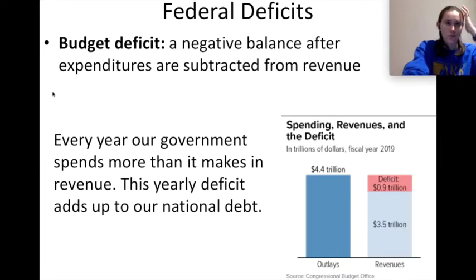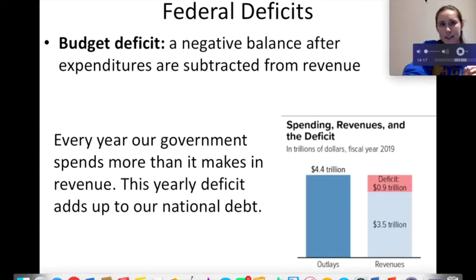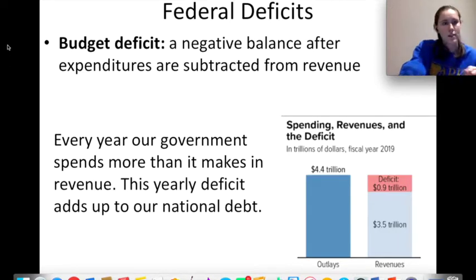Okay, so that leads us to federal deficits. You can think of a deficit as the difference between what I make and what I spend. If you spend more money than you make, well, that's a deficit. That's a negative number. Every year, our federal government does this. We have a negative balance. Basically, the federal government is spending more money than it is making through taxation.